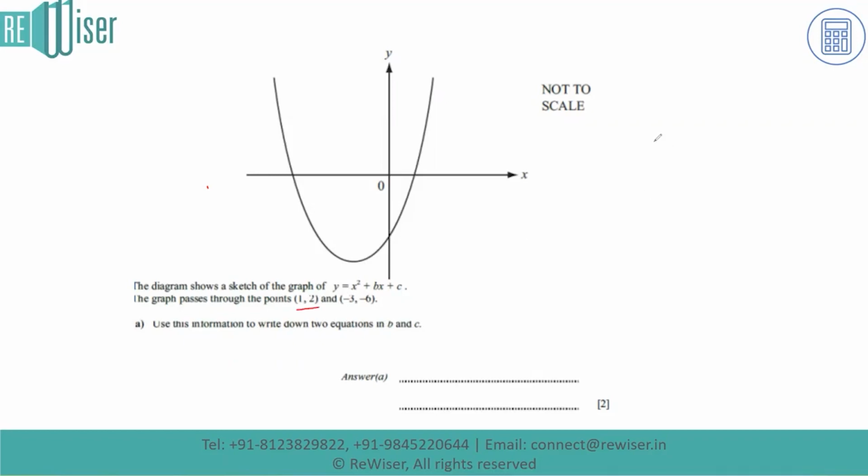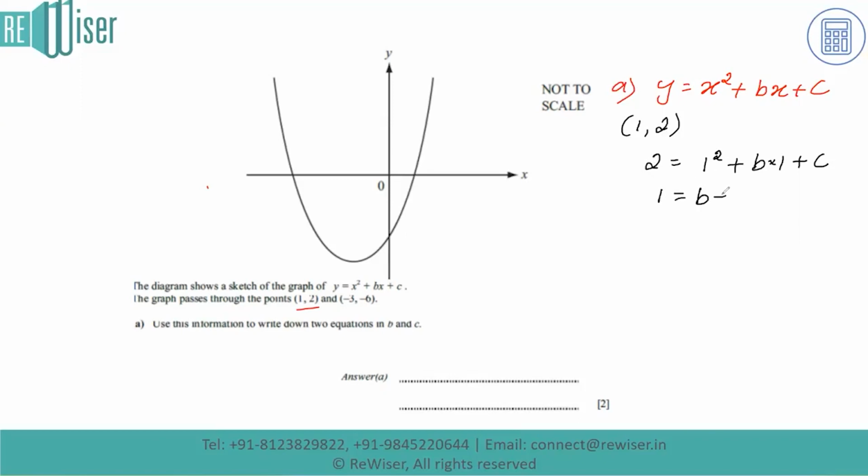So whenever I say a point, for part A, we have the quadratic equation y equals x squared plus bx plus c. When they give us the first point, (1, 2), this means when the x coordinate is 1, the y coordinate is 2. So I can substitute 2 in place of y and 1 in place of x. That's going to give us b times 1 plus c. This 1 squared is 1, and when it goes to the left-hand side, it's 2 minus 1, which is just 1. 1 equals b plus c. So this would be the first equation.